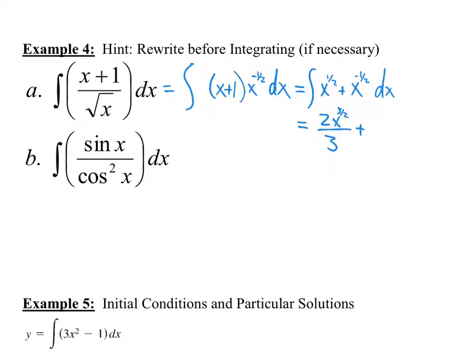How about the x to the negative 1/2? It's going to be x to what power? 1/2. And what are we multiplying that by? 2. Yeah, it's divided by 1/2, which means we're then times 2. And good, plus c. Okay?